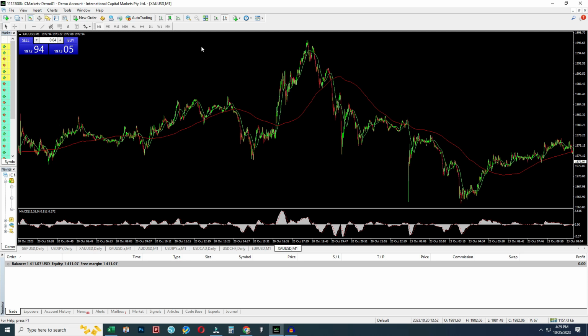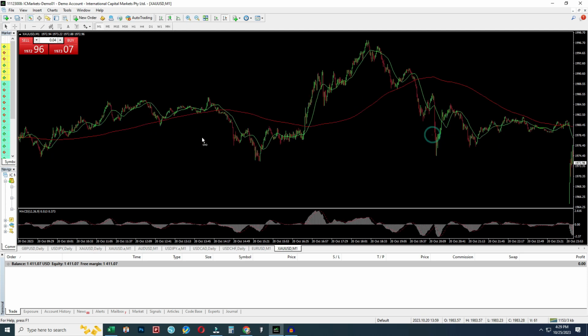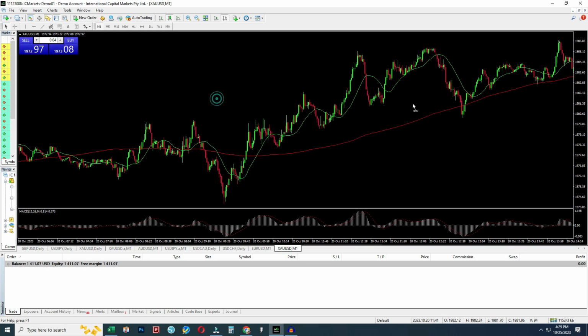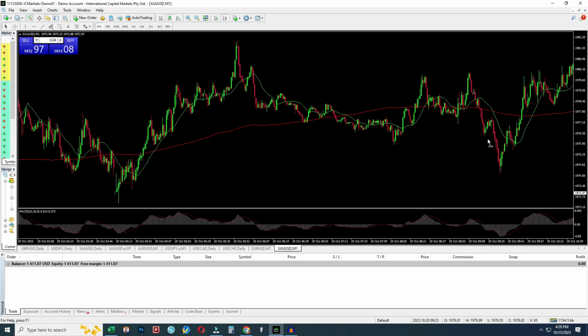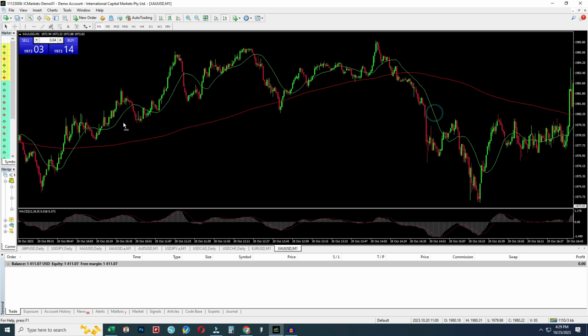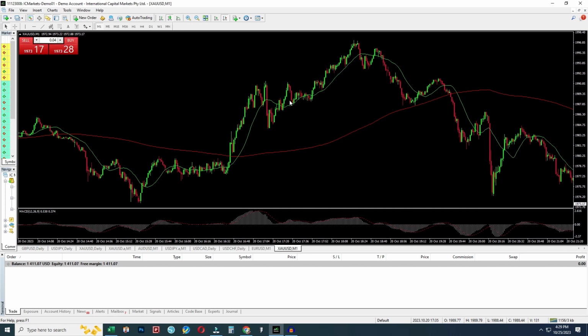See this one? This price here. It goes up. Then for example you sell, it will go down. You should close your position before or upon approaching of the price to the 200 moving average.